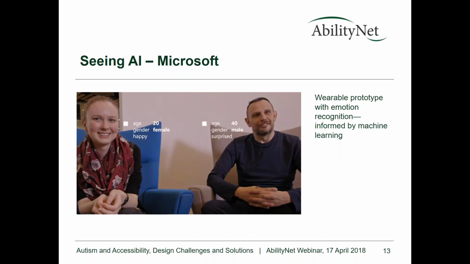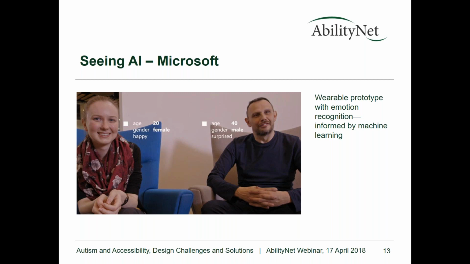So the second technology was Seeing AI. Now this is a kind of glasses you'll wear, similar to, say, Google Glass, which can look at your surroundings and feed back information. A very important one that is key for autism is emotion recognition. So for example, informed by machine learning, you can look at someone and it would be able to say, hey, this is what I think their facial expression is. This is who I think they are, and this is how I think they're feeling.